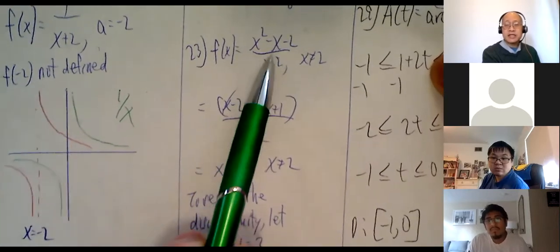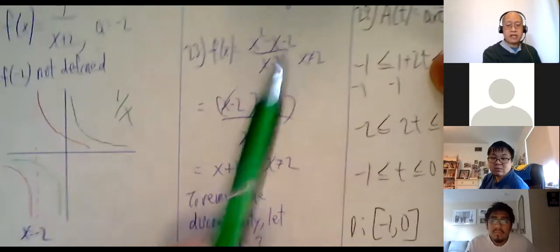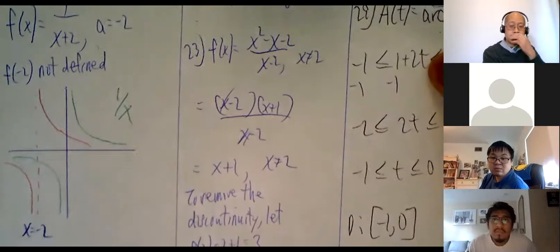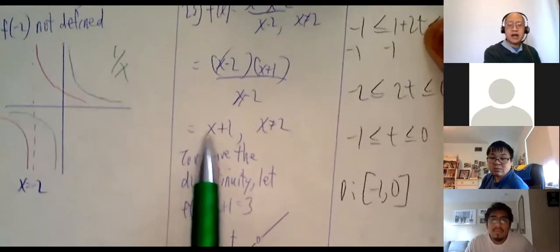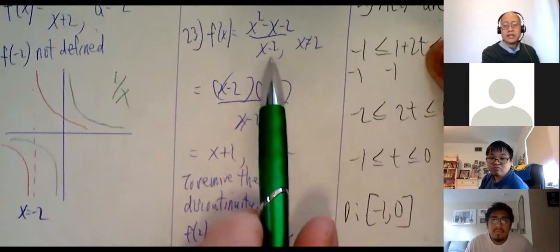So is this exactly equal to this? Even though you do this in algebra 1, right? You factor, cancel. Technically, these are not the same. We did this back on day 1. This is not defined at x equals 2. This is defined at x equals 2. So there's a hole at x equals 2.